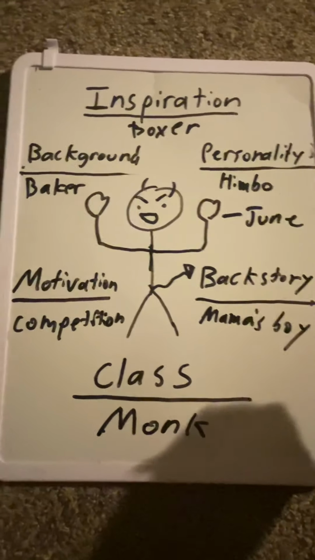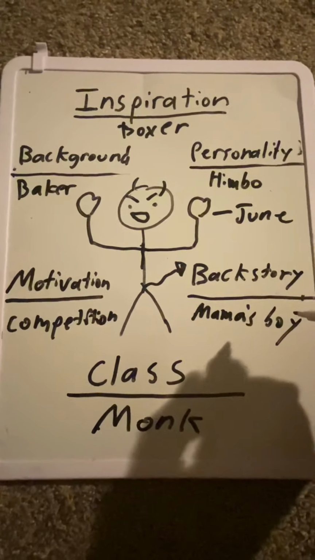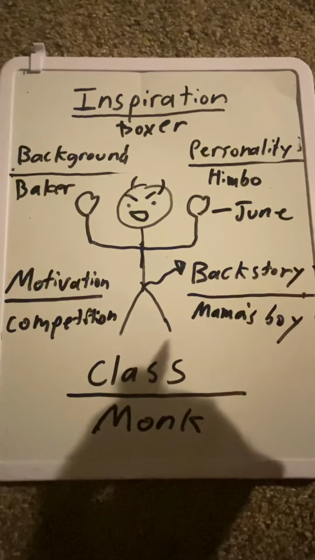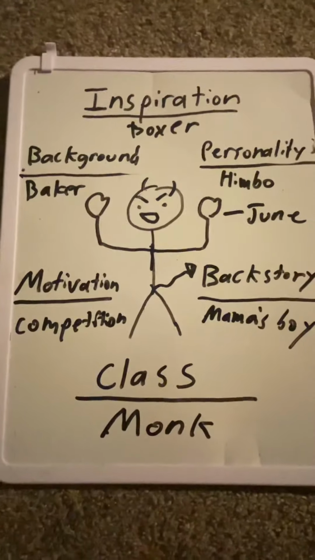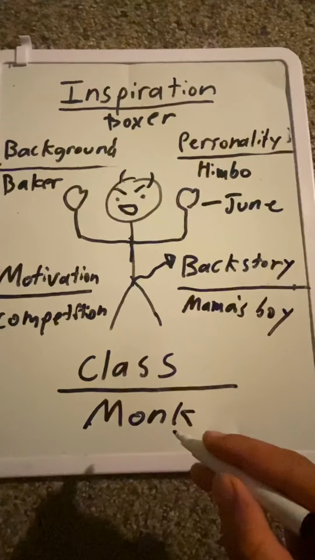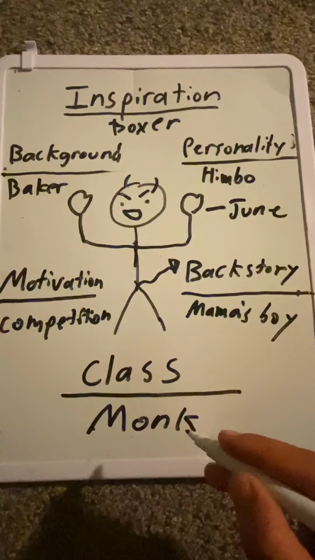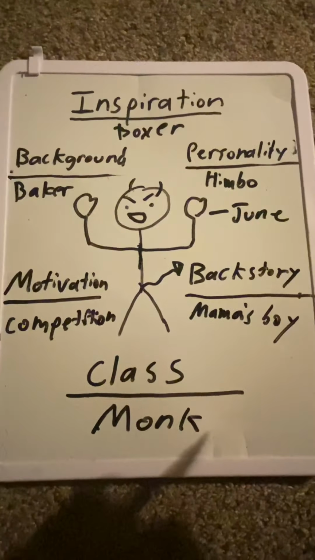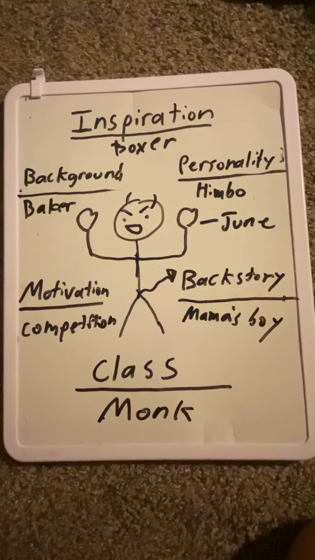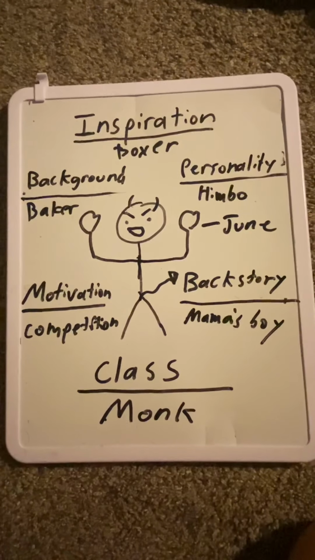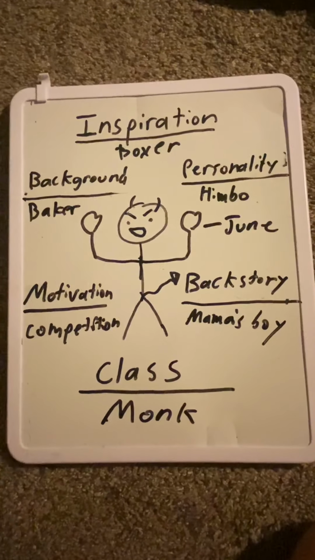The people he cares about in his backstory, he loves his mother and he wants to make his mom proud through boxing. And because he's all about punching, he's part of the monk class. So there you go. That's how you make a D&D character. So now that we have our character concept complete, we can go into D&D Beyond and make a character sheet for them.